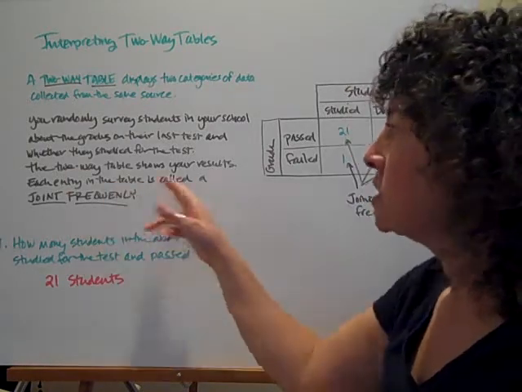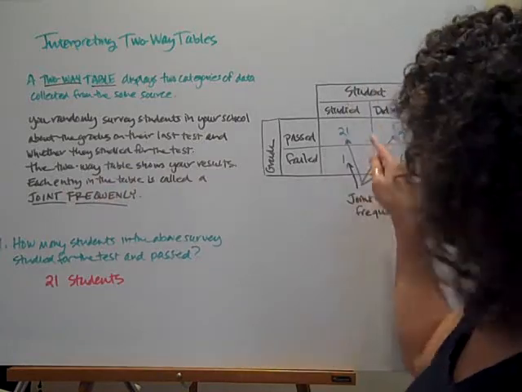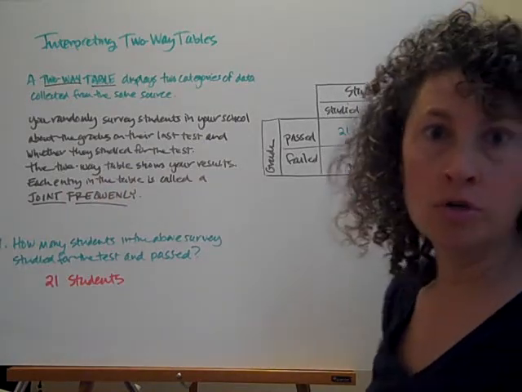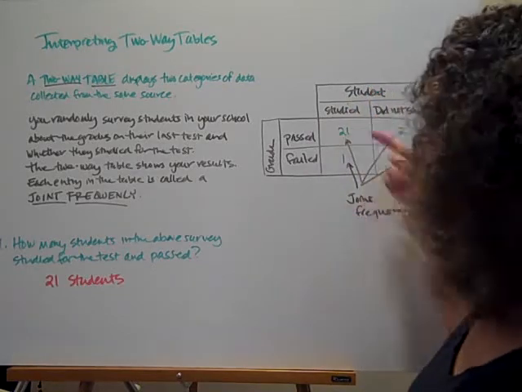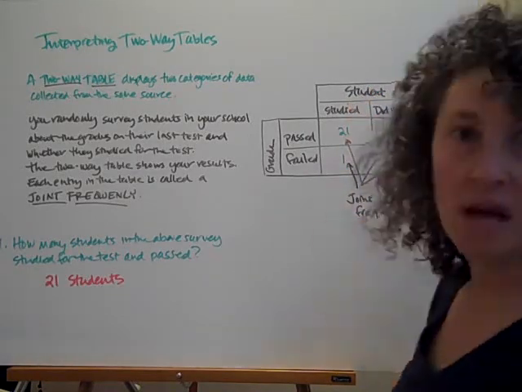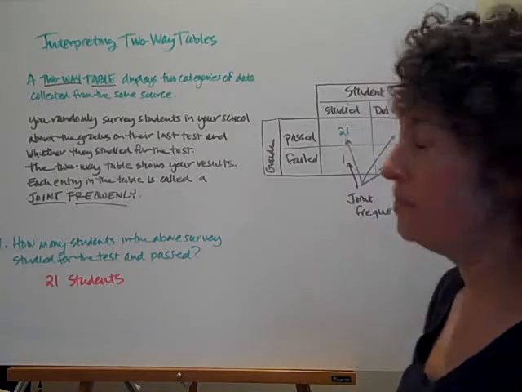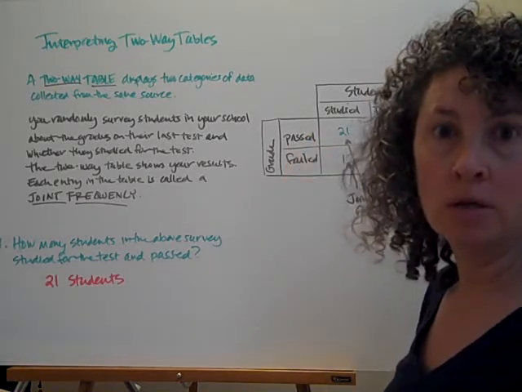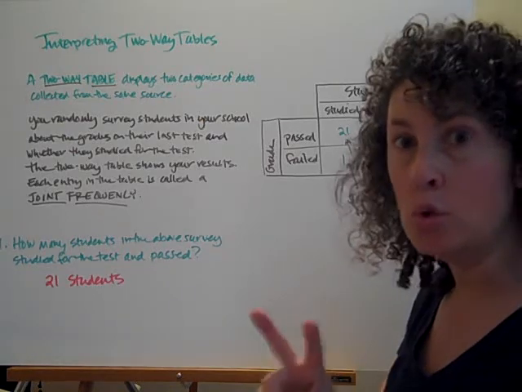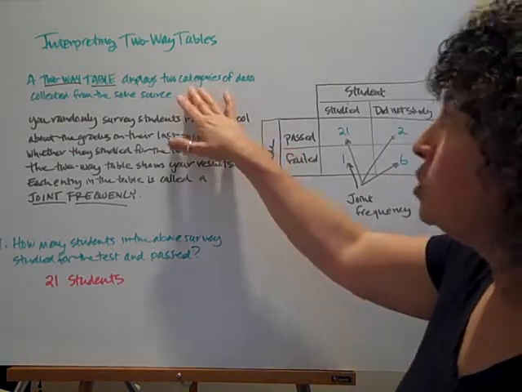Each entry in the table is called a joint frequency. So the numbers that we have here are called joint frequencies. So in each part we have students that we talked to, and we asked them whether they studied or they did not study. So that was one question we asked them. Then we also asked them whether they passed or they failed that particular assessment that they studied for. So we asked them two questions. So that's our two categories of data.